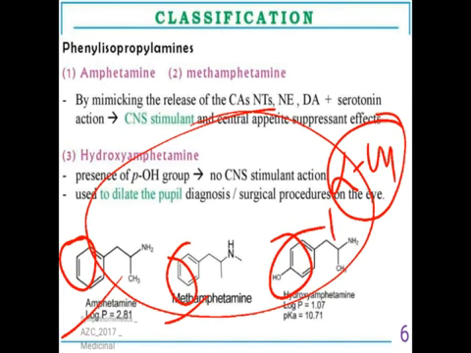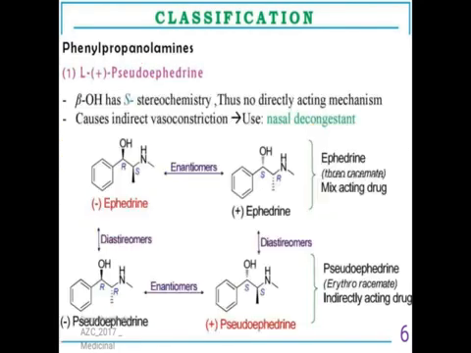sympathomimetic agents. So amphetamine and methamphetamine mimic the release of catecholamines, that is norepinephrine and dopamine, as well as serotonin. They produce a CNS stimulant and appetite suppression effect. While hydroxyamphetamine doesn't have any CNS activity, due to the para-hydroxy position it is responsible for dilating the pupil. So in diagnosis or surgical procedures on the eyes, such a drug is utilized to dilate the pupils. The next indirectly acting drug is the phenylpropanolamine, that is pseudoephedrine.